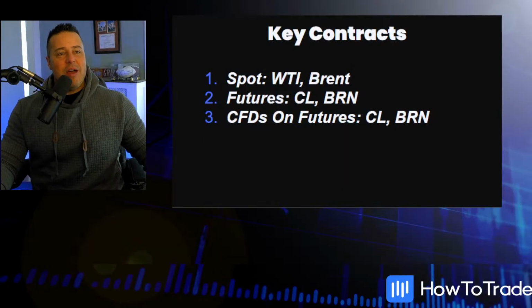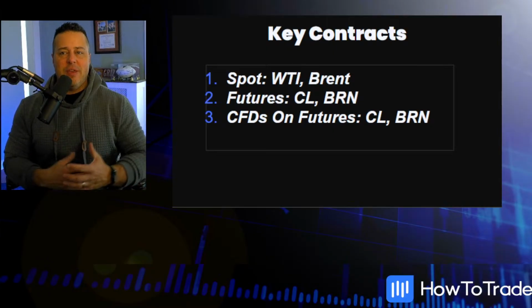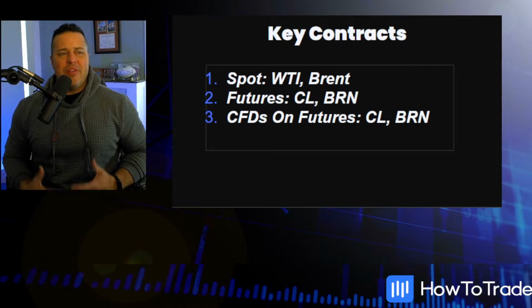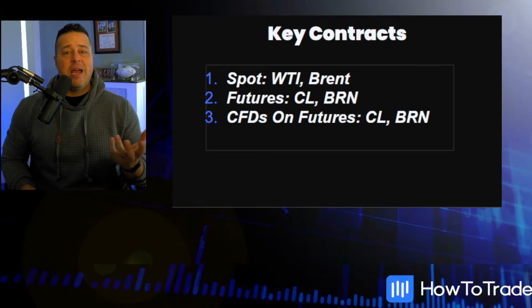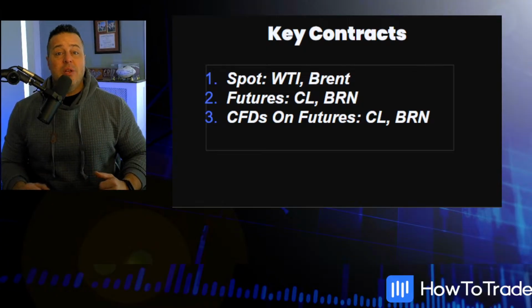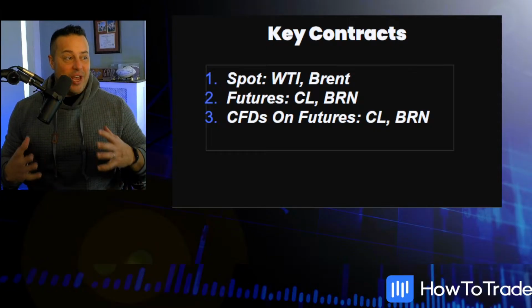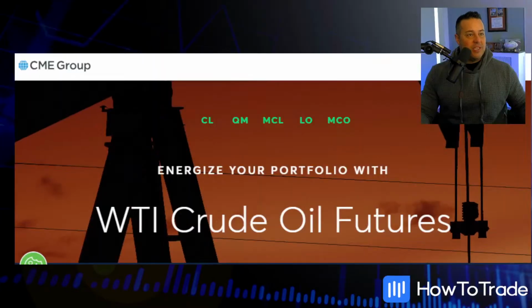All right, so you do have futures contracts. Those are going to be the second type of thing that you can trade with regards to crude oil. Now, the symbols that you need to know for futures are CL for WTI and BRN for Brent. Those are important because if you're going to look up these symbols and figure out where to trade them, you've got to know what exchange they're on. That's very, very important.